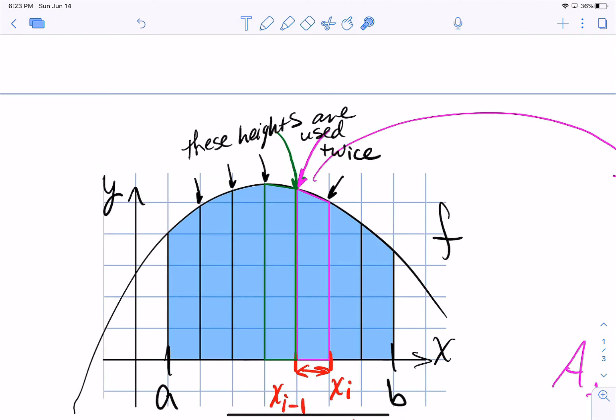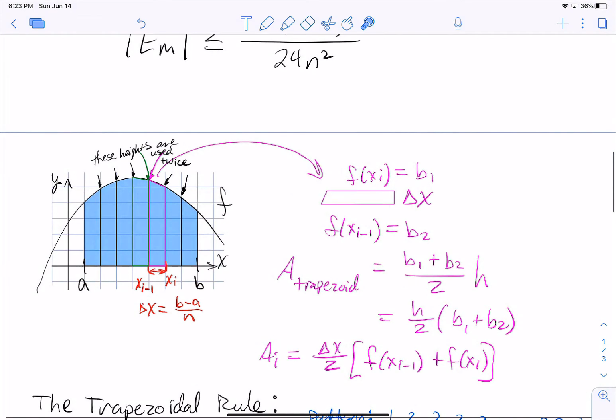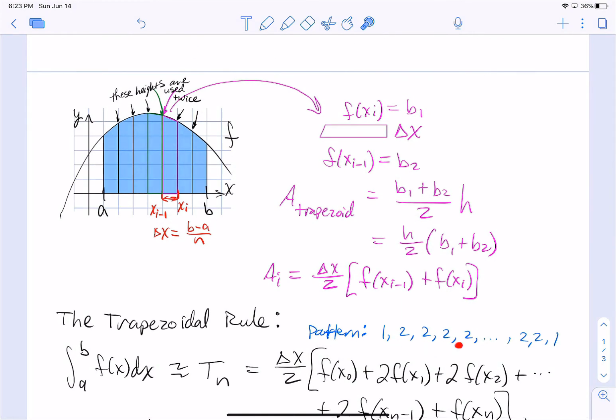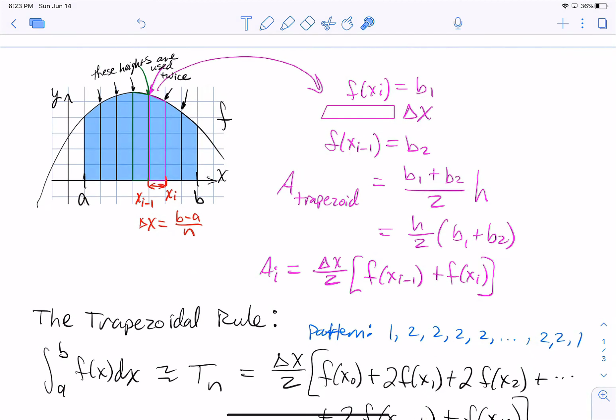But the endpoint trapezoids have heights that are only going to be used once, and it looks like I missed one of these heights. So because all of these interior heights are going to get used twice, we write down 2's for the coefficients of the interior trapezoid height dimensions.